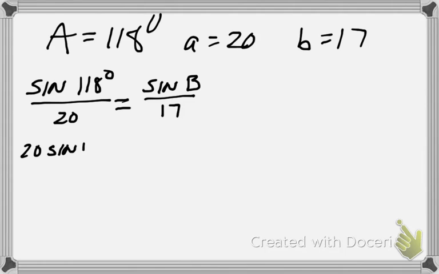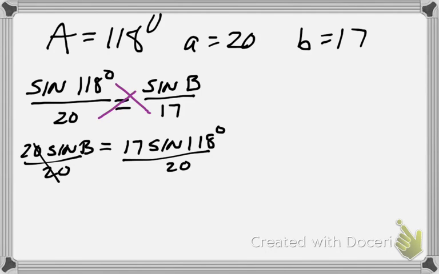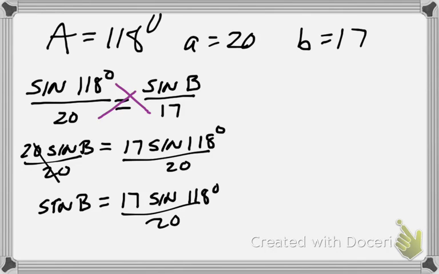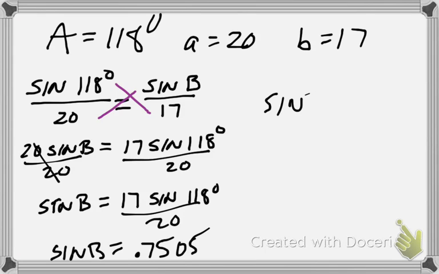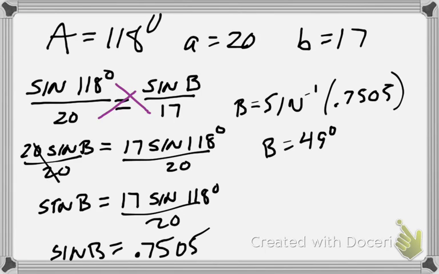Cross multiply. At this point, I am here. Sine of B equals 17 times the sine of 118 divided by 20. Type that into your calculator. I get the sine of B is approximately 0.7505. So the sine of our angle B is 0.7505. To find out the angle, we have to take the inverse sine, which would give us an angle roughly 49 degrees. So angle B is 49 degrees.